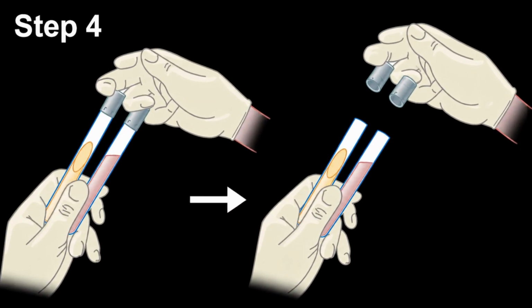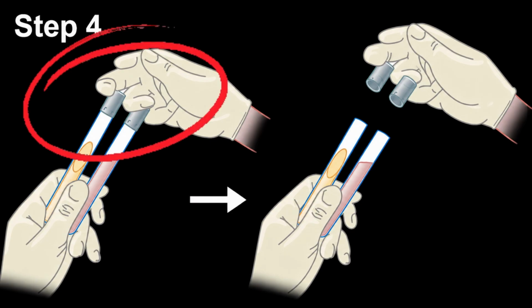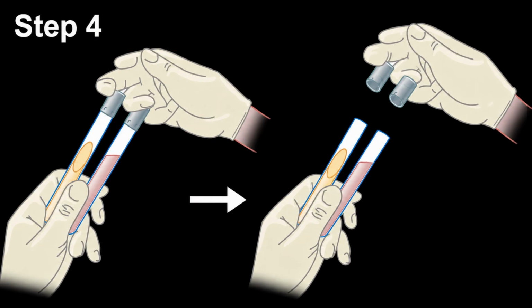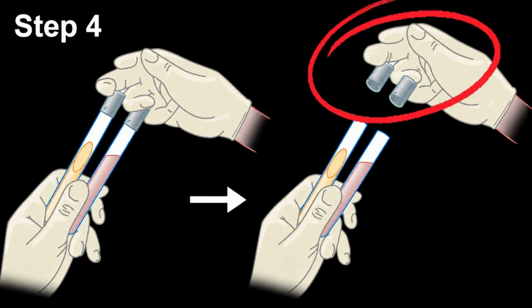Step 4. Remove the tube caps. Carefully remove the caps using the fingers of the same hand that holds the loop. Never place the caps on the laboratory bench, as this can contaminate them. Keep the caps in your hand throughout the transfer process.